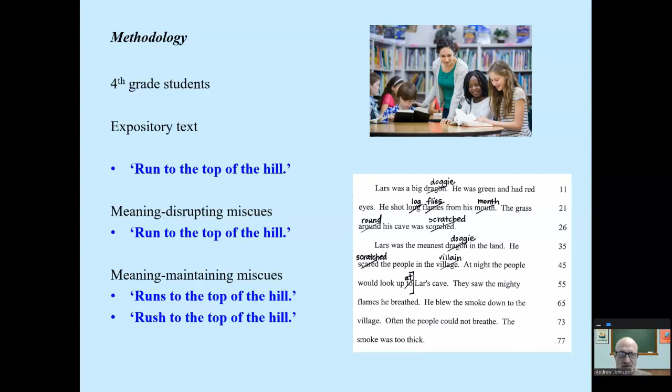Meaning is disrupted. A meaning maintaining miscue is a miscued word that maintains the author's intended meaning. For example, if the reader said "rush to the top of the hill" or "runs to the top of the hill" instead of "run to the top of the hill," the word identified does not match what's on the page, yet the author's intended meaning stays intact.